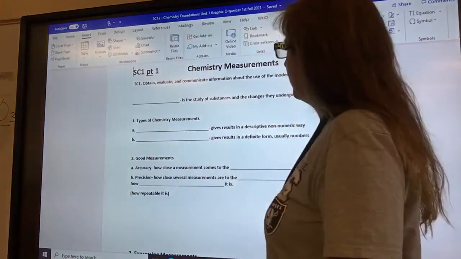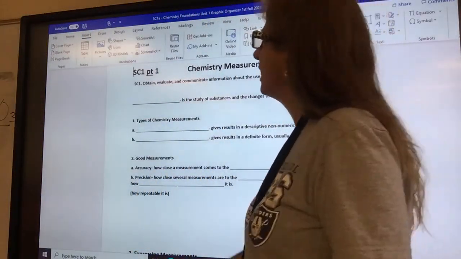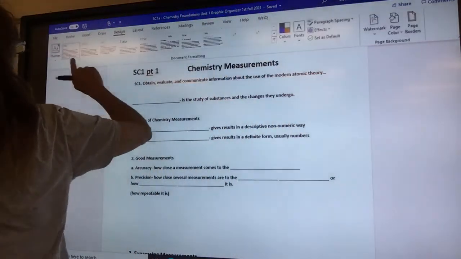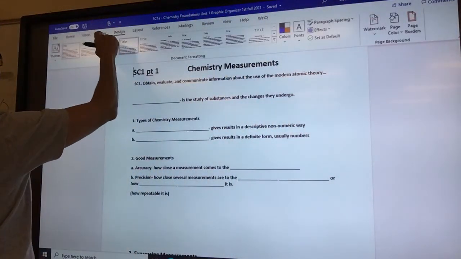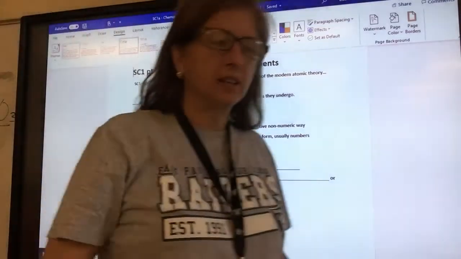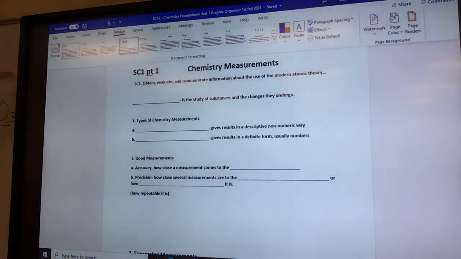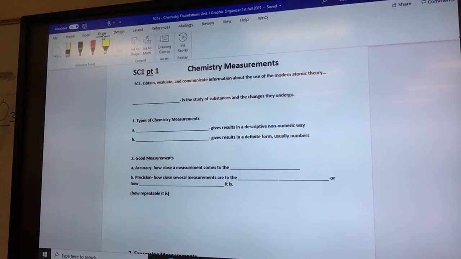All right. So, what do you think is the study of substances and the changes they undergo? Why is this not doing the right thing? Oh, it's because this board is weird. You can't just touch it. We'll see, this might not actually work, but that's okay, I got a plan B. We want to be able to draw. Okay, so the answer is chemistry.